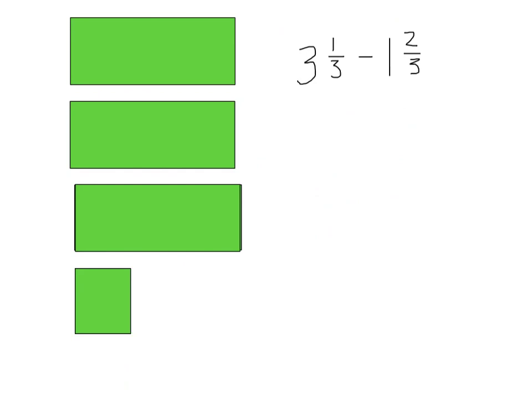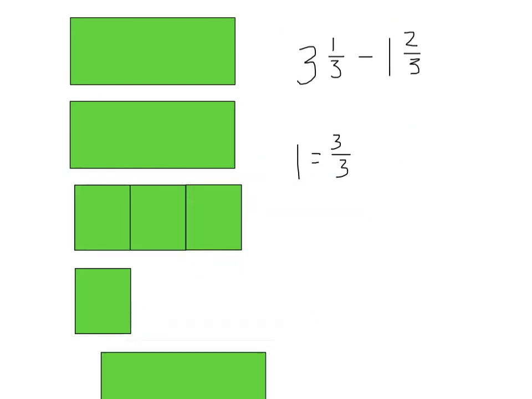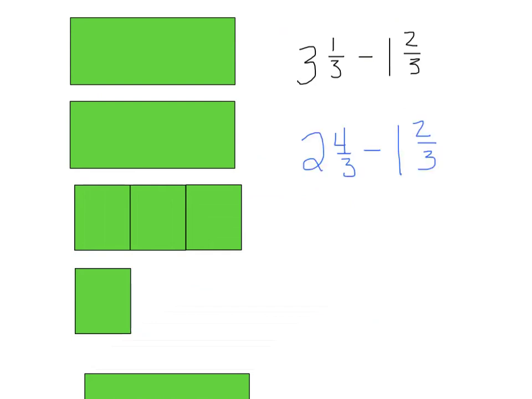I'm going to think about 3 1/3. I'm going to break one of those wholes apart, and I'm going to break it into thirds. So one whole, we know, equals 3/3 in this situation. So I'm just going to move over this one. We've got 3/3 underneath. So now we have really 2 4/3 minus 1 2/3. Now we can do 2 4/3 minus 1 2/3 pretty easily.